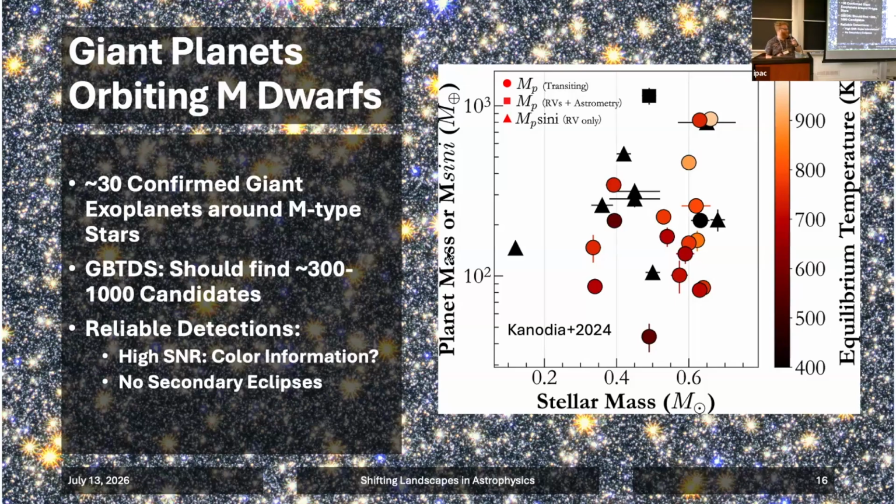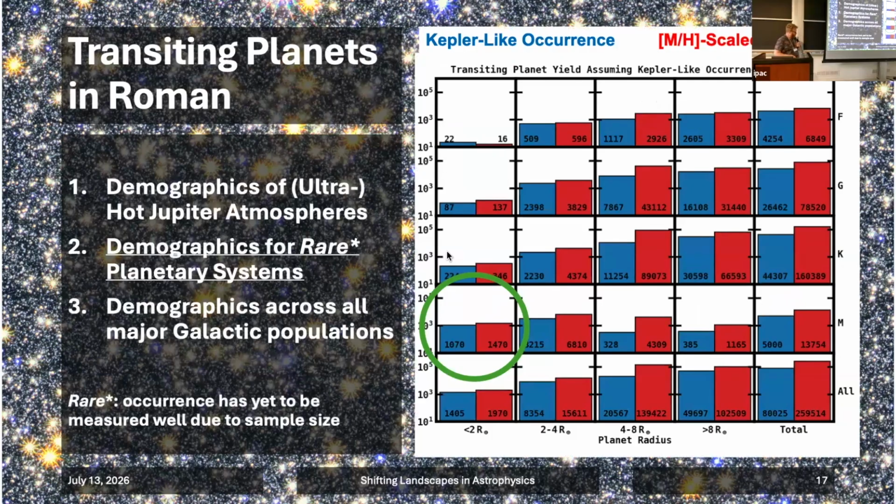So we should be able to see secondary eclipses. Or if we don't see an eclipse, it's certainly not a star. So it's really hard to reproduce these shapes. Okay, so that's another one.